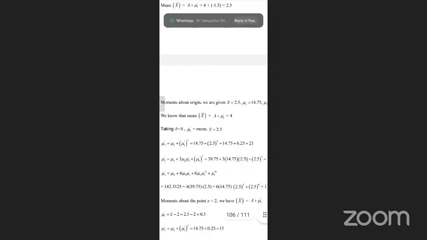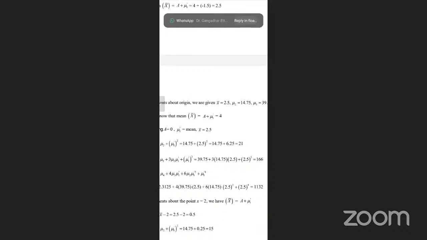Now coming to moments about origin, we are given x bar is equal to 2.5, mu2 is equal to 14.75, which are calculated, mu3 is equal to 39.75 and mu4 equal to 142.31. So we know that mean is equal to a plus mu1 prime. Taking a is equal to 0, mean is equal to 2.5, so mu1 prime is equal to mean, x bar is equal to 2.5. So mu2 prime is equal to mu2 plus mu1 prime whole square. So mu2 prime is equal to 14.75 plus 2.5 whole square. Substitute in this equation, you should get mu2 prime, similarly mu3 prime, similarly mu4 prime.